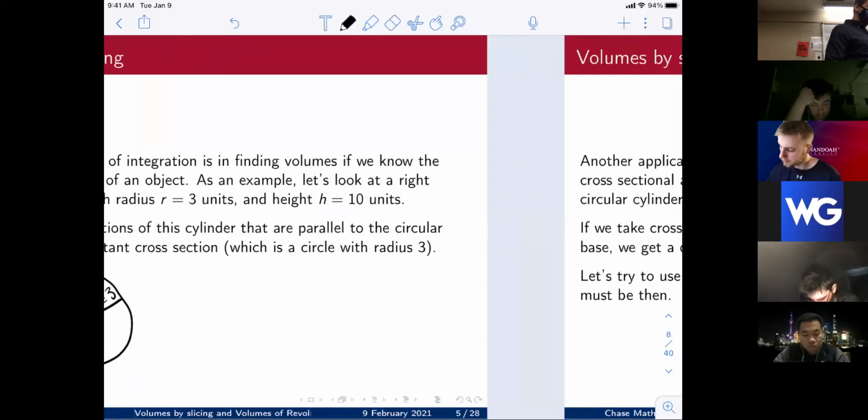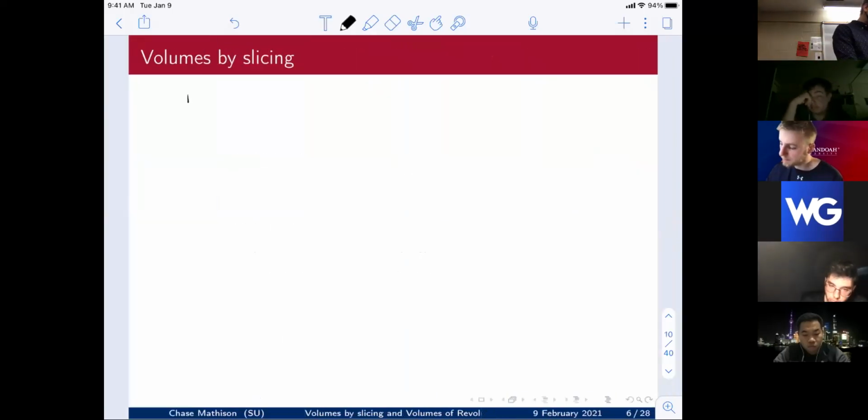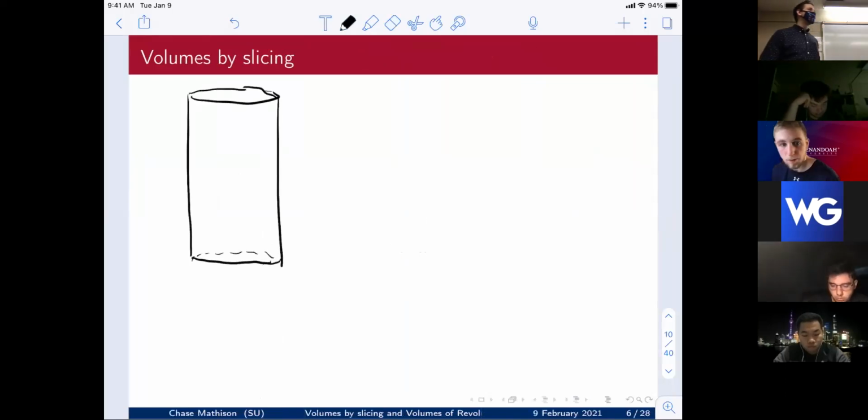So let's look at this method. We're going to, again, be using Riemann sums, okay? So the whole idea behind using Riemann sums for this is the following. Let's look at my shape. I have my right circular cylinder here. And the whole idea is I'm going to cut it up. I don't know how to find the volume of that, allegedly. But I'm going to cut this up.